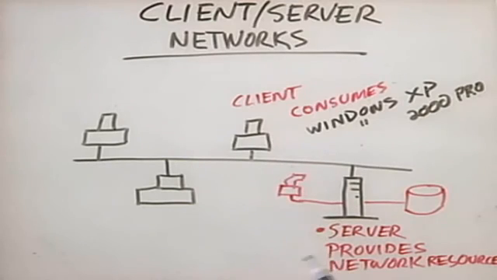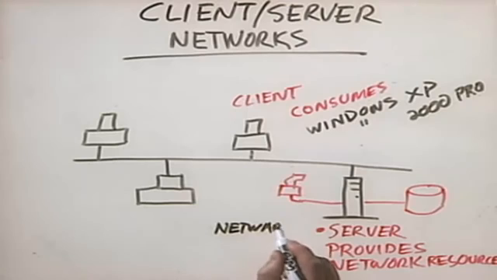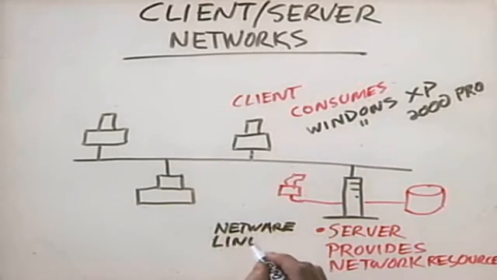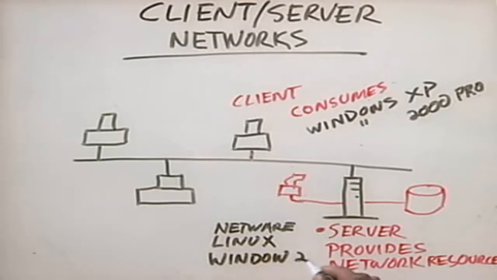The server, on the other hand, has special optimized operating systems. And these operating systems aren't designed for client-type tasks such as word processing and spreadsheets. Although some of them will do it, that's not their main job. For example, server operating systems include NetWare, Linux, Windows 2000 Server, and Server 2003. These operating systems are designed to provide these network resources.